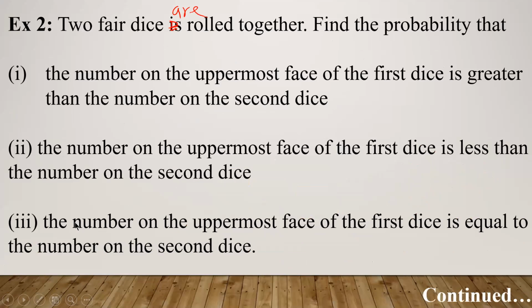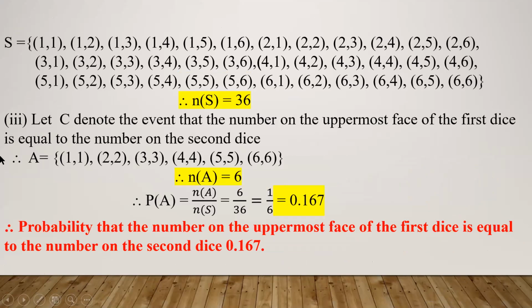What about the third one? The number on the uppermost face of the first dice is equal to the number on the second dice. Let us call that event C. Let me make a correction here, N of C is 6. So let us call event C the event when the number on the first dice is equal to the number on the second dice.